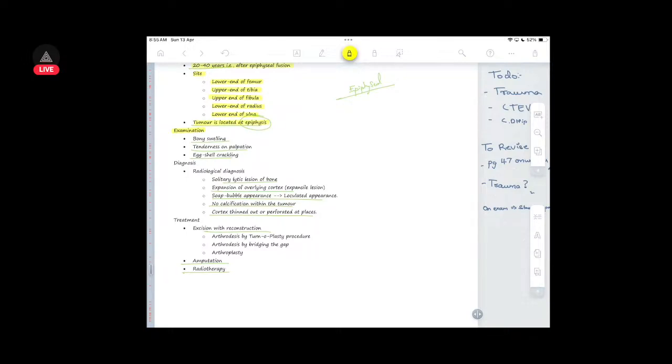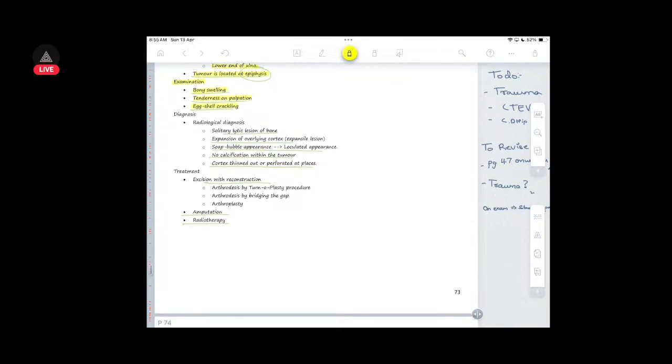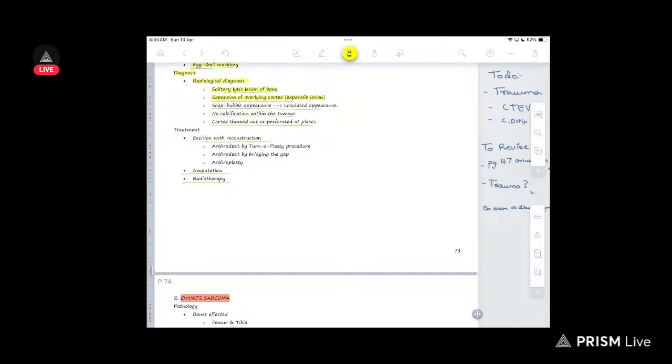On examination, you have bony swelling, tenderness on palpation, and eggshell cracking can be seen. Radiological diagnosis, you have a solitary lytic lesion of the bone. Expansion of the overlying cortex can be seen, so it is an expansile lesion. Soap bubble appearance or loculated appearance can be seen, and there is no calcification within the tumor.